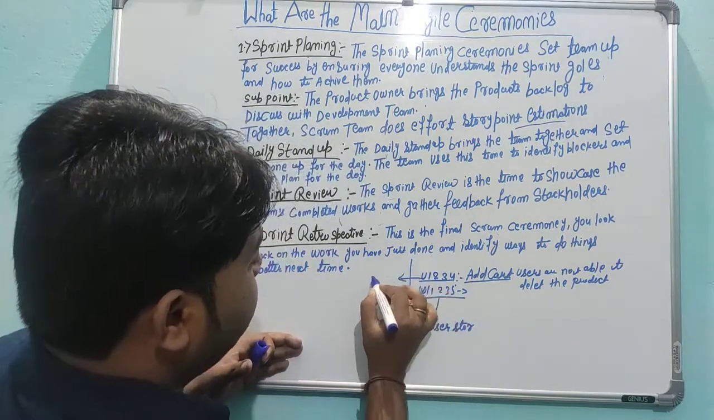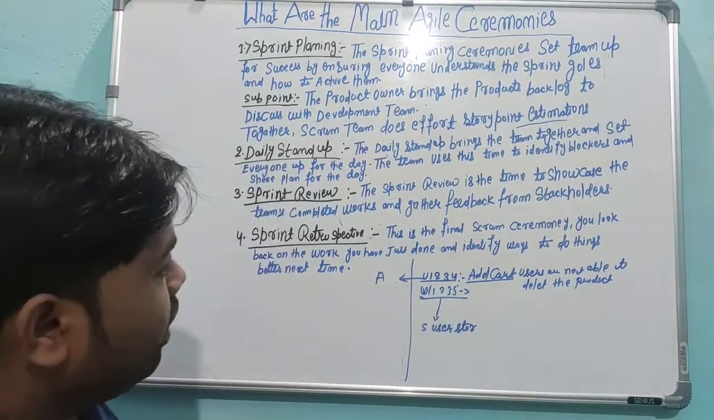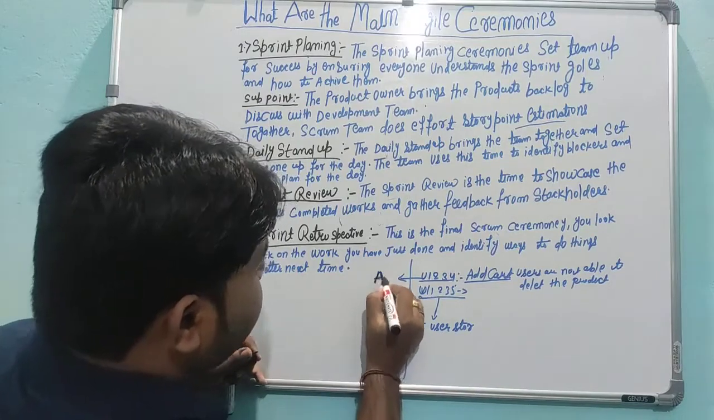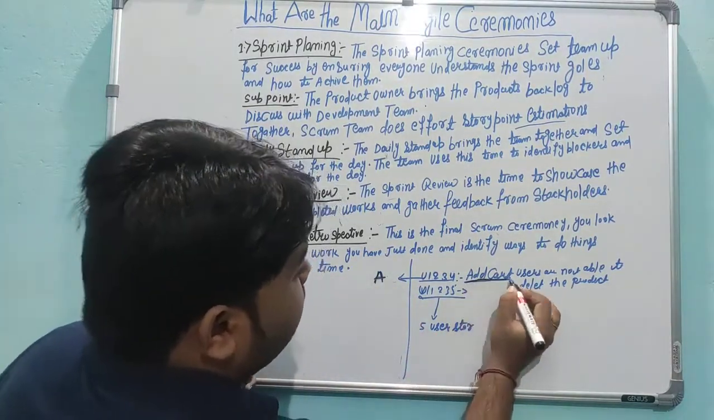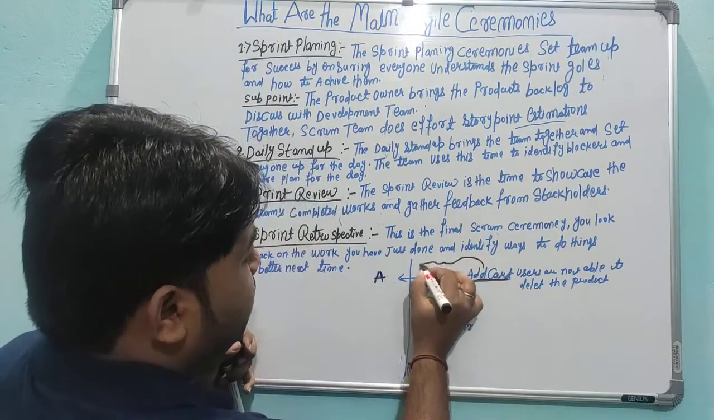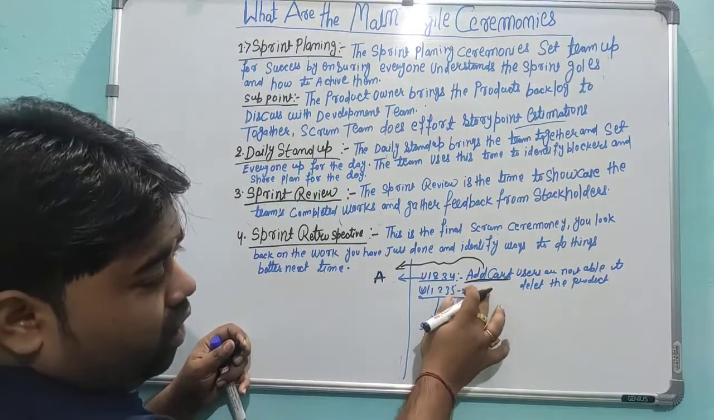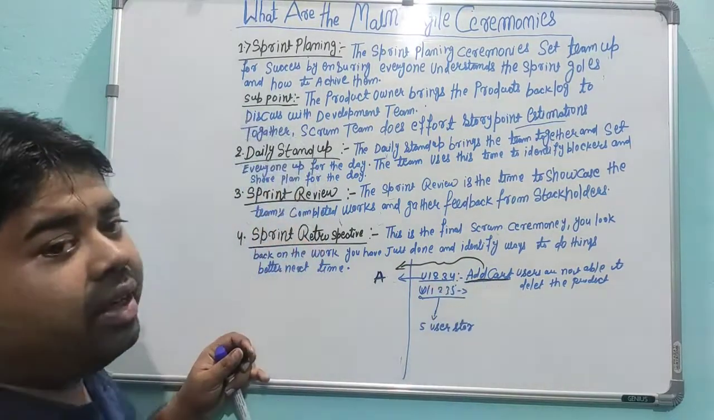This is one dev guy A. I'm just going to change the marker. Okay, so this is dev guy A. Okay, the scrum master might ask him how much time it will take to develop, how much time it will take to fix this defect, right?